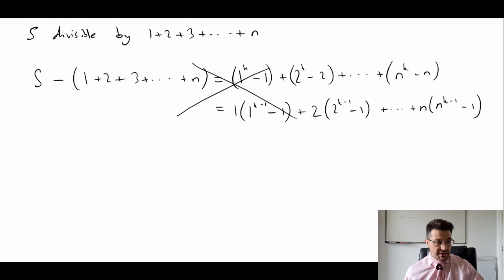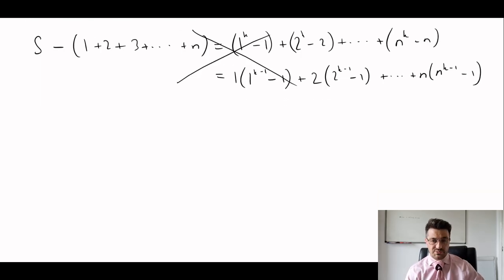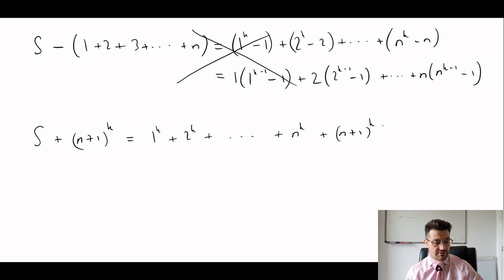So then I thought, okay, maybe try this, because what I was bothered about was the fact that we've got this factor of n plus 1. When we write 1 plus 2 plus the sum of the first n natural numbers as half n times n plus 1, we get this factor of n plus 1. Well, where's that going to come from? So then I thought, okay, maybe I can try this. S plus n plus 1 to the power of k. This is going to be equal to 1 to the power of k plus 2 to the power of k up to n to the power of k plus n plus 1 to the power of k.